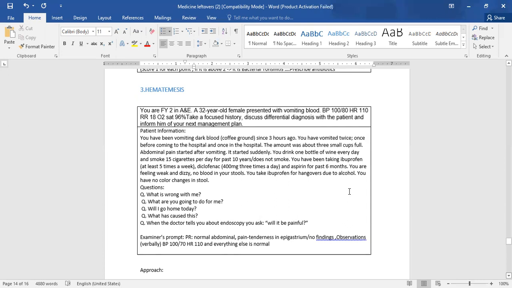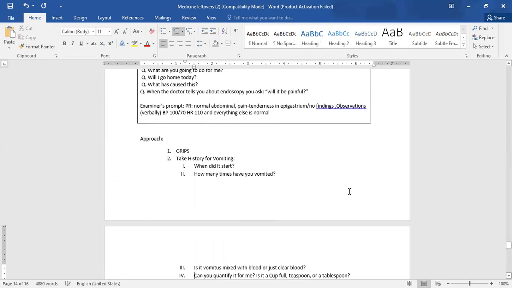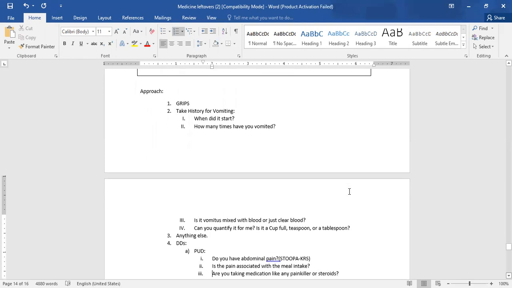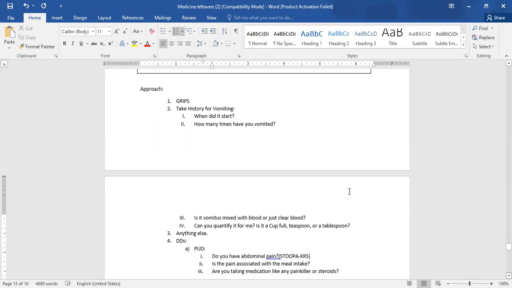And then the examiner's prompt: if you mention the examination and the observations, he will give you these findings, that there is tenderness in the epigastrium, and the rest of the findings are normal, and BP is also on the lower side. So the approach is the same. Now the patient is vomiting. Okay.